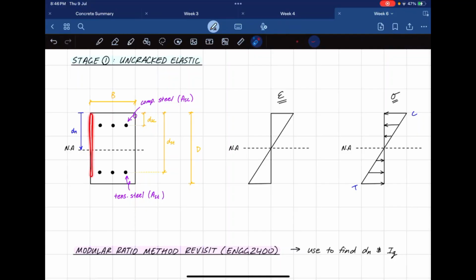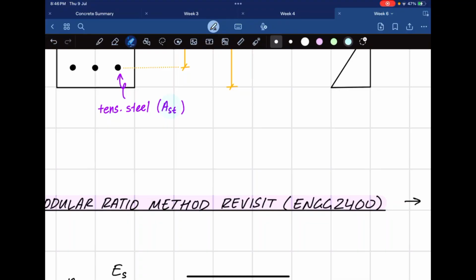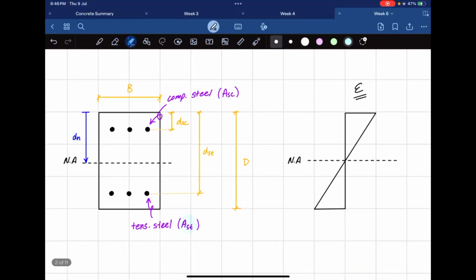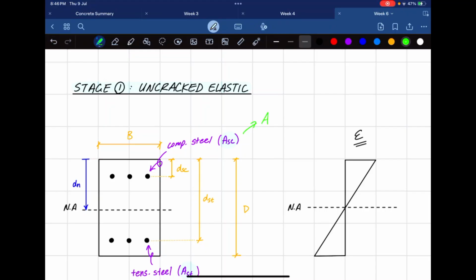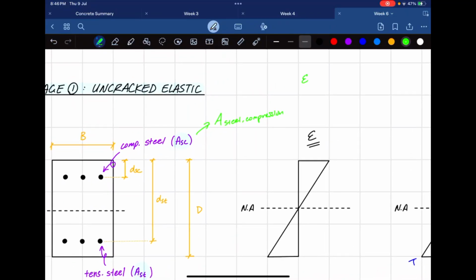So this is my concrete section. This is my tensile steel, and it has an area of AST. Similarly, the compressive steel has an area of ASC. The AS stands for steel, and the C stands for compression. ASC, you'll see this quite a lot. Similarly, epsilon CU: the C stands for concrete, U stands for ultimate. This kind of convention is something that we see quite a lot.